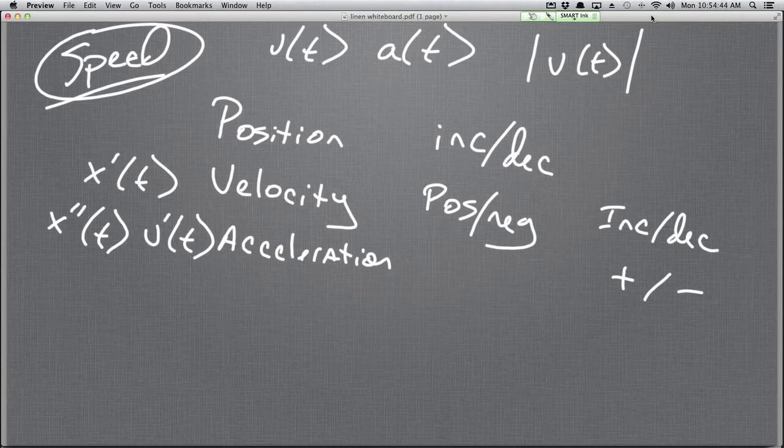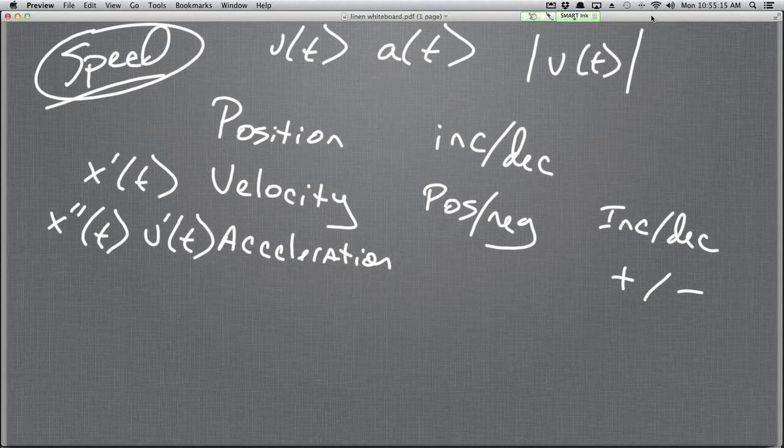Here are the main things I want you to know right now. Position: the derivative of position is velocity. The derivative of velocity is acceleration. If I want to determine if something is increasing or decreasing, where do I have to look? The sign of the derivative. If the sign of the derivative is positive, the function is increasing. If it is negative, the function is decreasing.